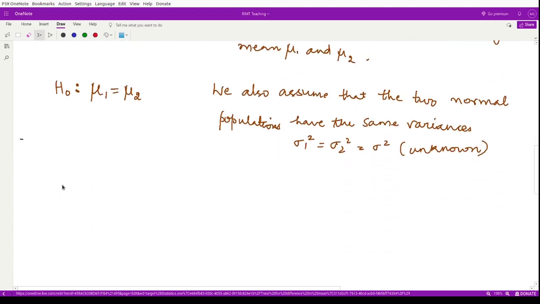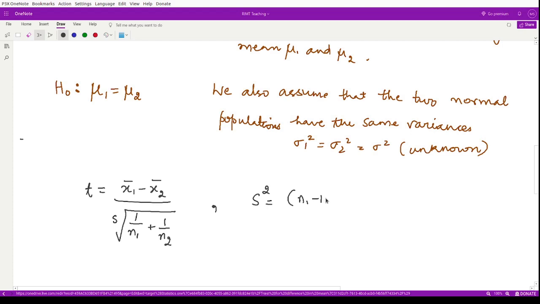So for this we use the t-test, which is given by t is equal to x1 bar minus x2 bar divided by s times square root of 1 divided by n1 plus 1 divided by n2, where n1, n2, x1 bar, x2 bar you already know. So how do you calculate this s? The square of it is calculated by the formula: n1 minus 1 into s1 square plus n2 minus 1 into s2 square, divided by n1 plus n2 minus 2. So this is the formula.